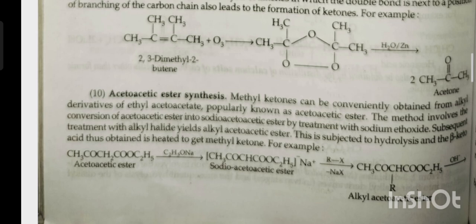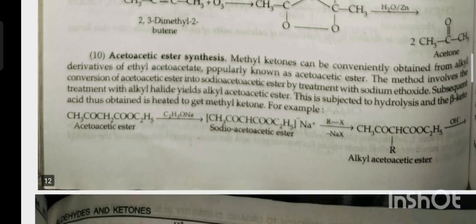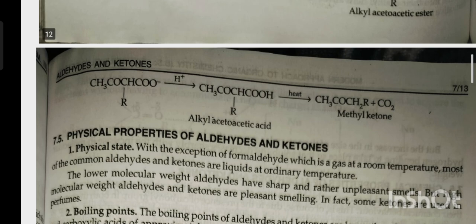For example, acetoacetic ester in presence of sodium ethoxide gives sodium acetoacetic ester. In the presence of RX, it gives alkyl acetoacetic ester. And then finally we get methyl ketones.